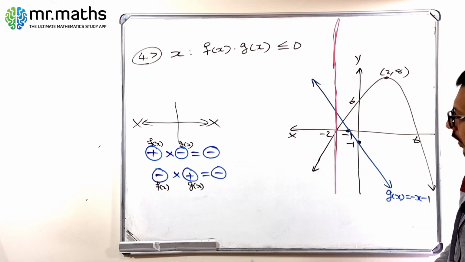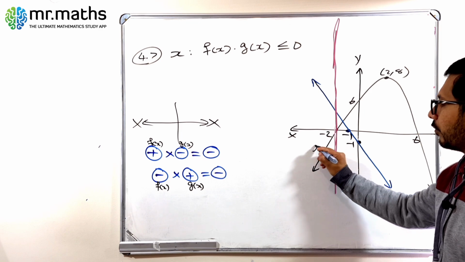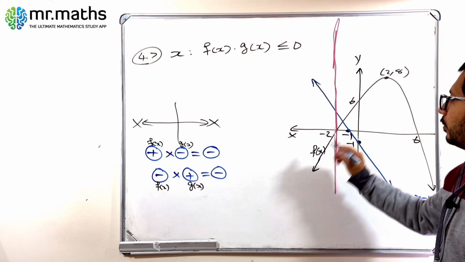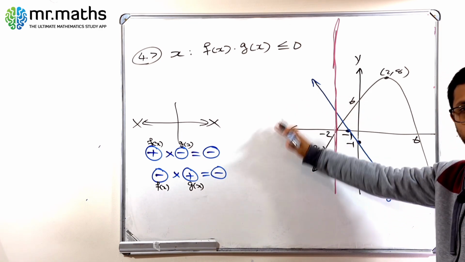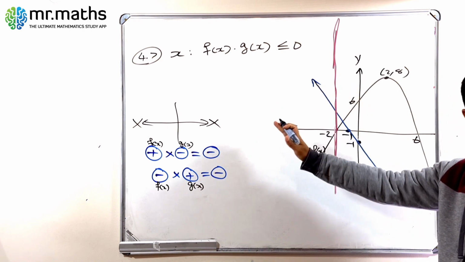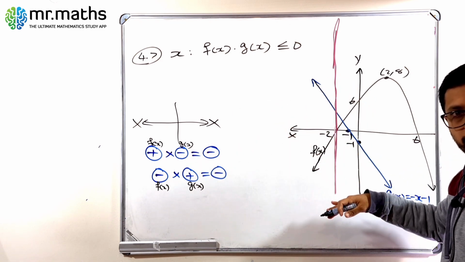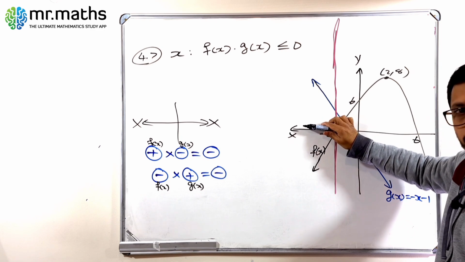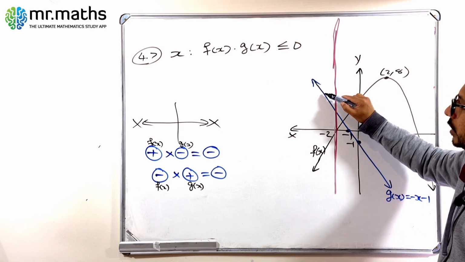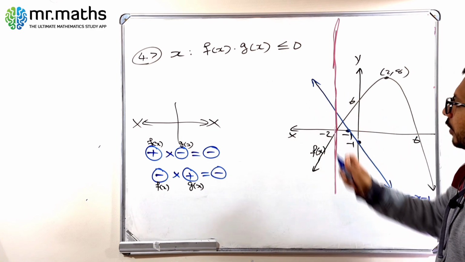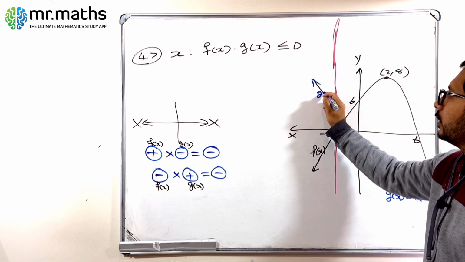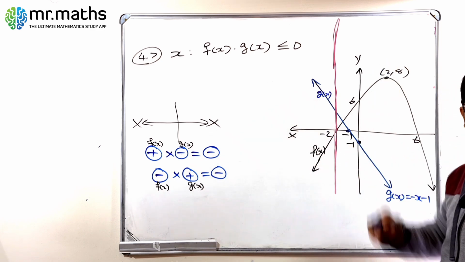Where is our f of x graph? This is the f of x graph. I'm talking about before that -2, that red line. Where is the f of x graph? It is below the x-axis. Am I right? This is the x-axis. And where is the g of x graph? This is the g of x graph. So the g of x graph is above the x-axis.